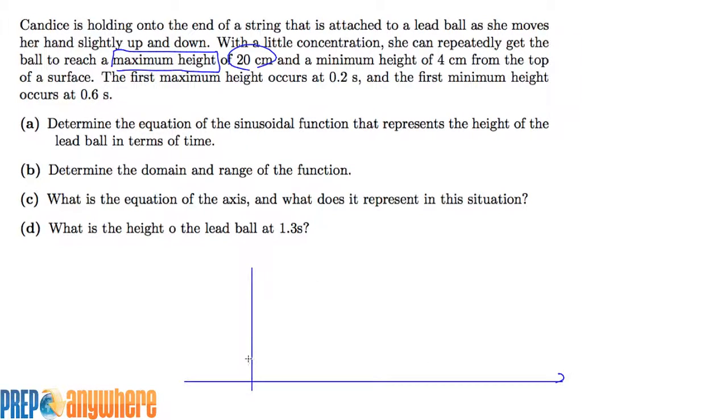The minimum is 4 and the maximum, it's not to scale, is 20. So the total length is 16, so the middle must be 4 plus 8, half of 16, so that's 12.